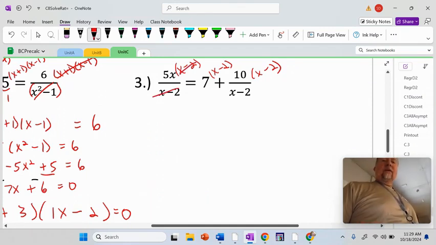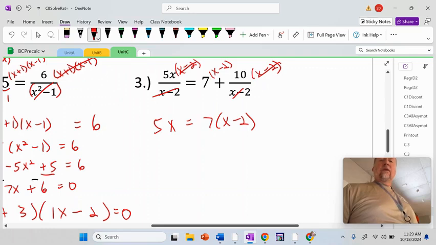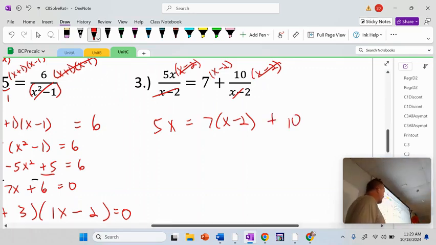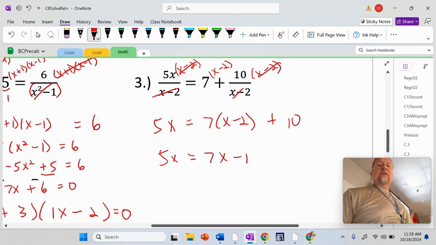Okay, cancel. No cancel. Cancel. So this is just 5x equals 7 times x minus 2 plus 10. In one shot, we get this wiped out. 5x equals 7x minus 14.